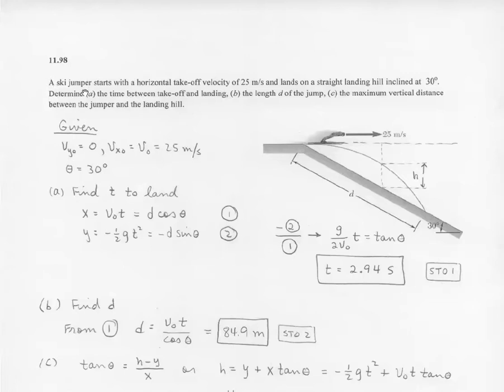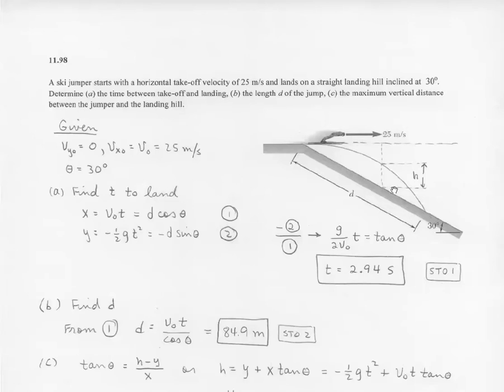Problem 1198 has a ski jumper who starts from the horizontal takeoff with a speed of 25 meters per second and lands on a straight landing hill that's inclined at 30 degrees. This is the hill shown here. There's the takeoff velocity there. It wants us to determine the time between takeoff and the landing, the time it hits down here.